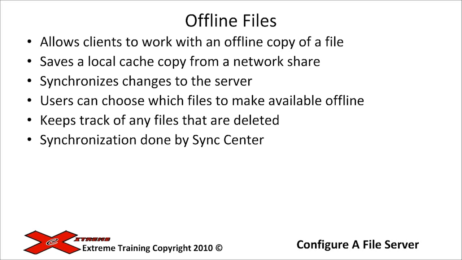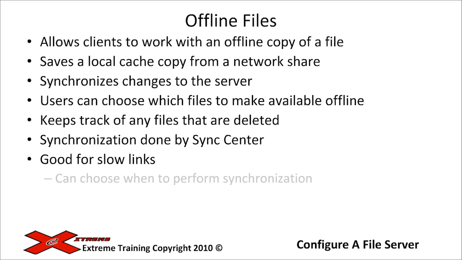Offline files are also good for slow links. Windows will detect a slow link like a dial-up or VPN connection and change to the offline copy. With offline copies, you can also choose when to perform a synchronization. Lastly, offline files now support branch cache.